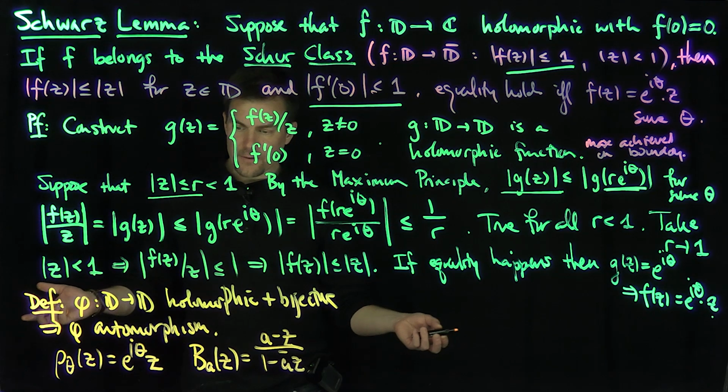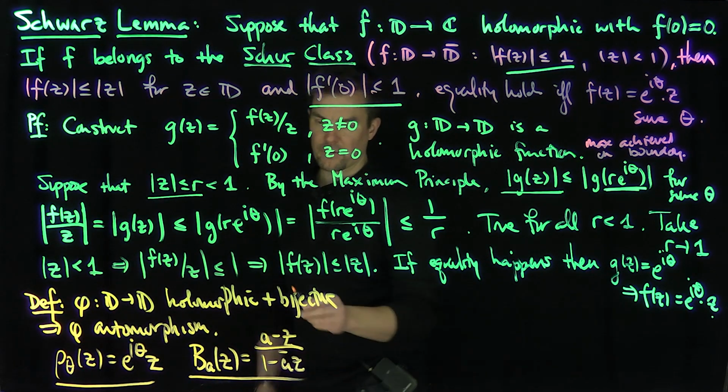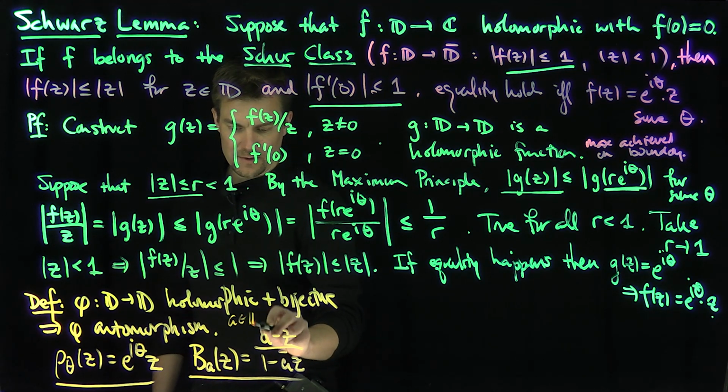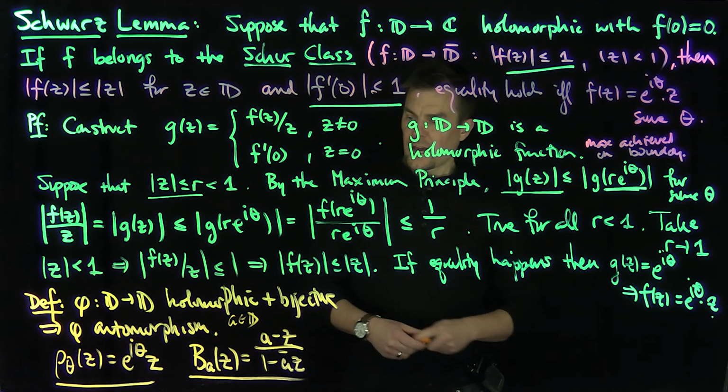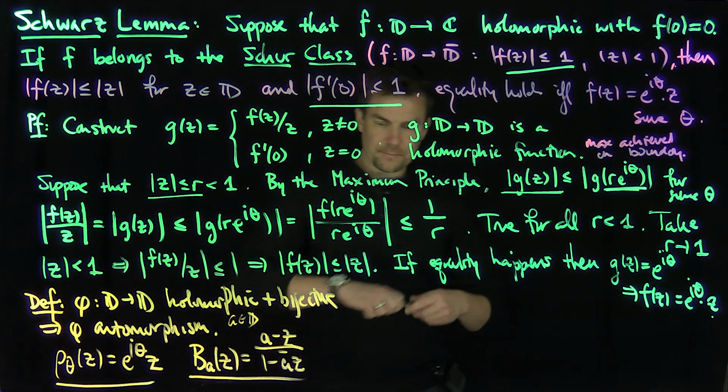That's an automorphism of the disk, right? So those are two classes of automorphisms. For every theta, this is an automorphism, and for every a, this is an automorphism of the disk, provided, of course, that a is in the disk. I claim that all automorphisms are just compositions of these two things. And so how do we prove something like that?